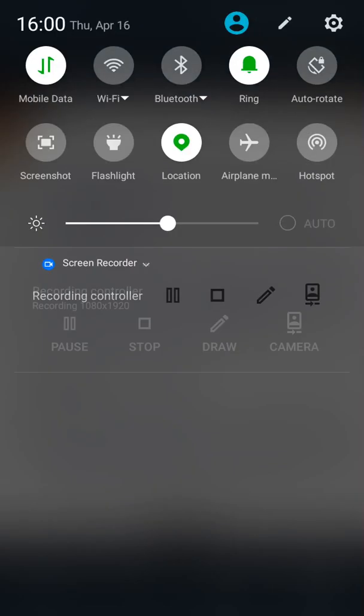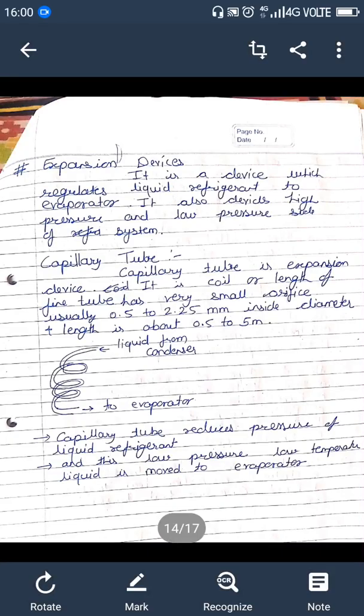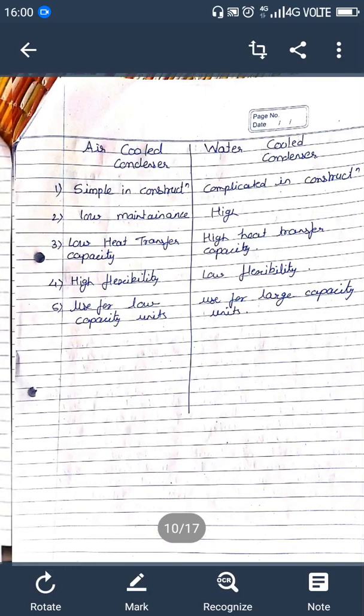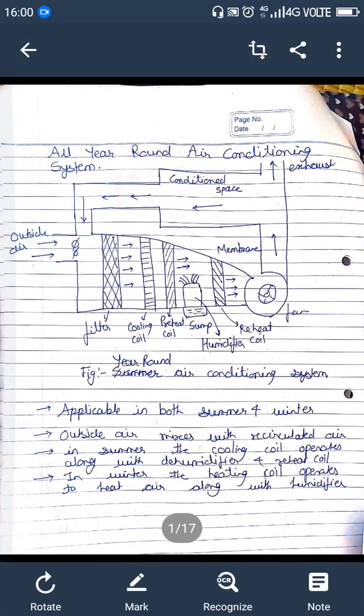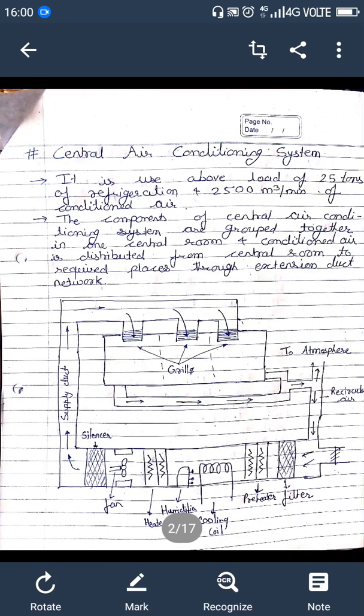In this lecture we saw about the air conditioning system. We started this chapter with the types of air conditioning system. With types of air conditioning system, it comes as summer air conditioning system, winter air conditioning system. Then we saw central air conditioning system, split air conditioning, unitary air conditioning system. Then we saw types of central air conditioning system, direct expansion type and indirect.